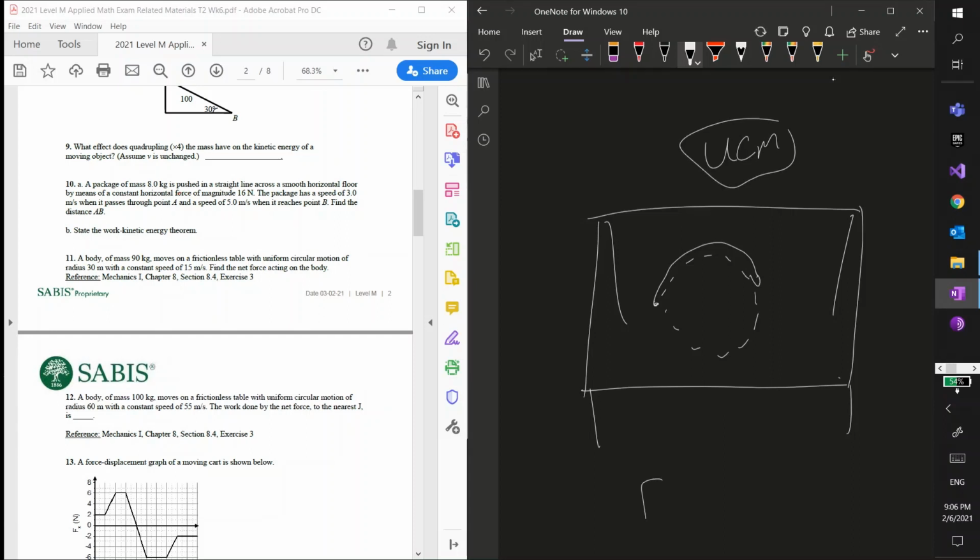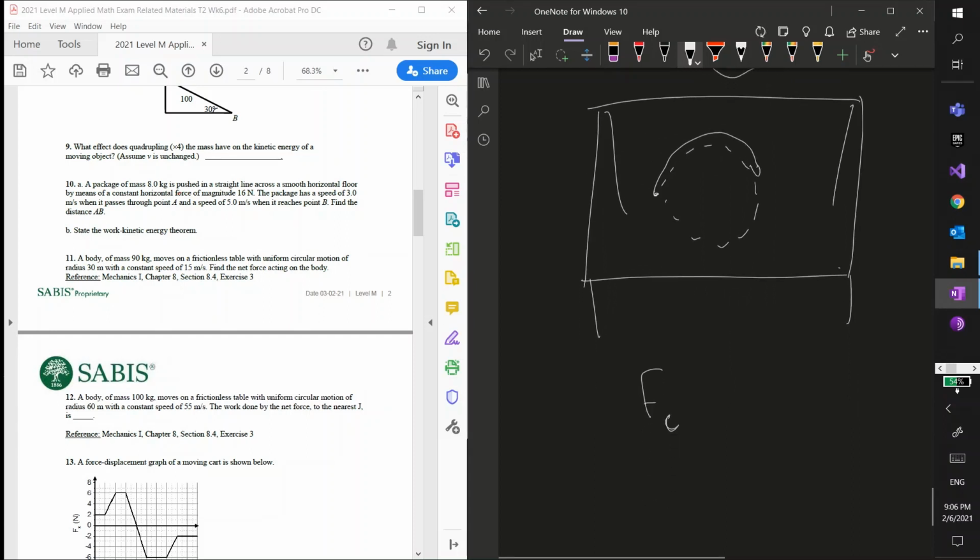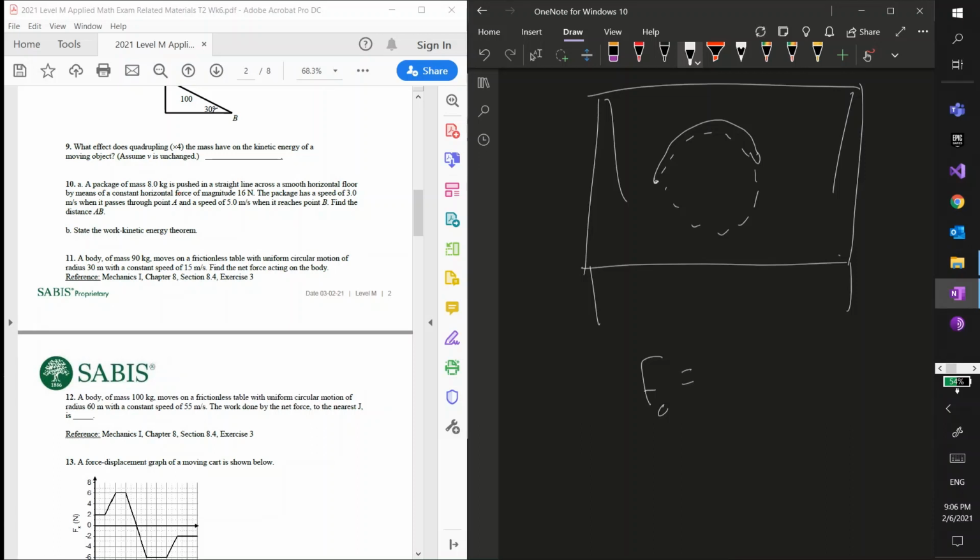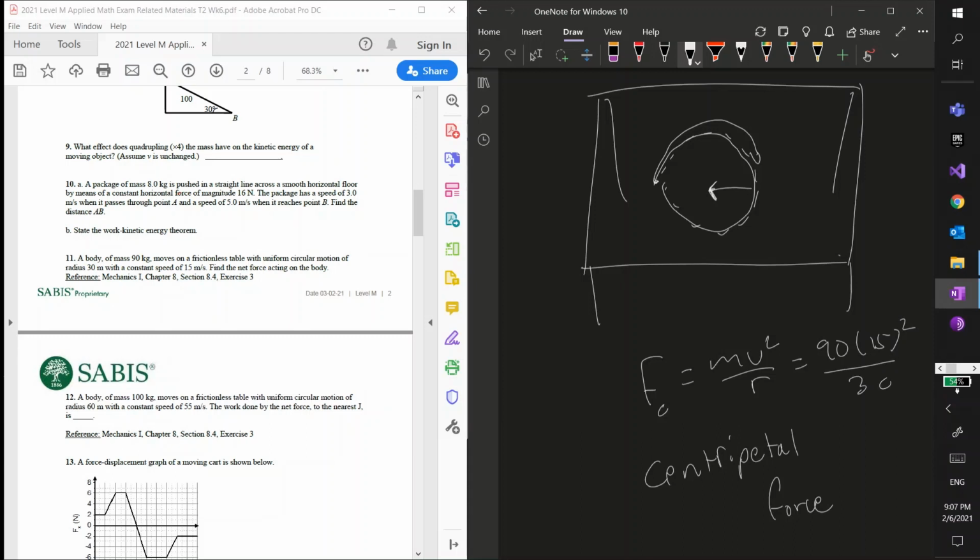Now, in UCM, your force is called your centripetal force. If you're moving in a circle, there's always a force pulling you towards the center. Hence the name centripetal. Centri, coming from the word center. Petal. Your centripetal force, Fc, is always equal to m v squared over r, and it's the force pulling you towards the center. Mass is given to be 90, your v is 15, and you square it, over r, which is 30, and you should get 675. And since it's a force, it's in newtons.